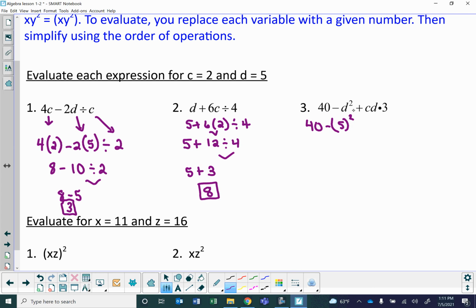If it's positive, it's not going to change anything, but if it's negative, it could. So it's really important to remember to always put it in parentheses and with the exponent on the outside of the parentheses when you're substituting something in and evaluating it.